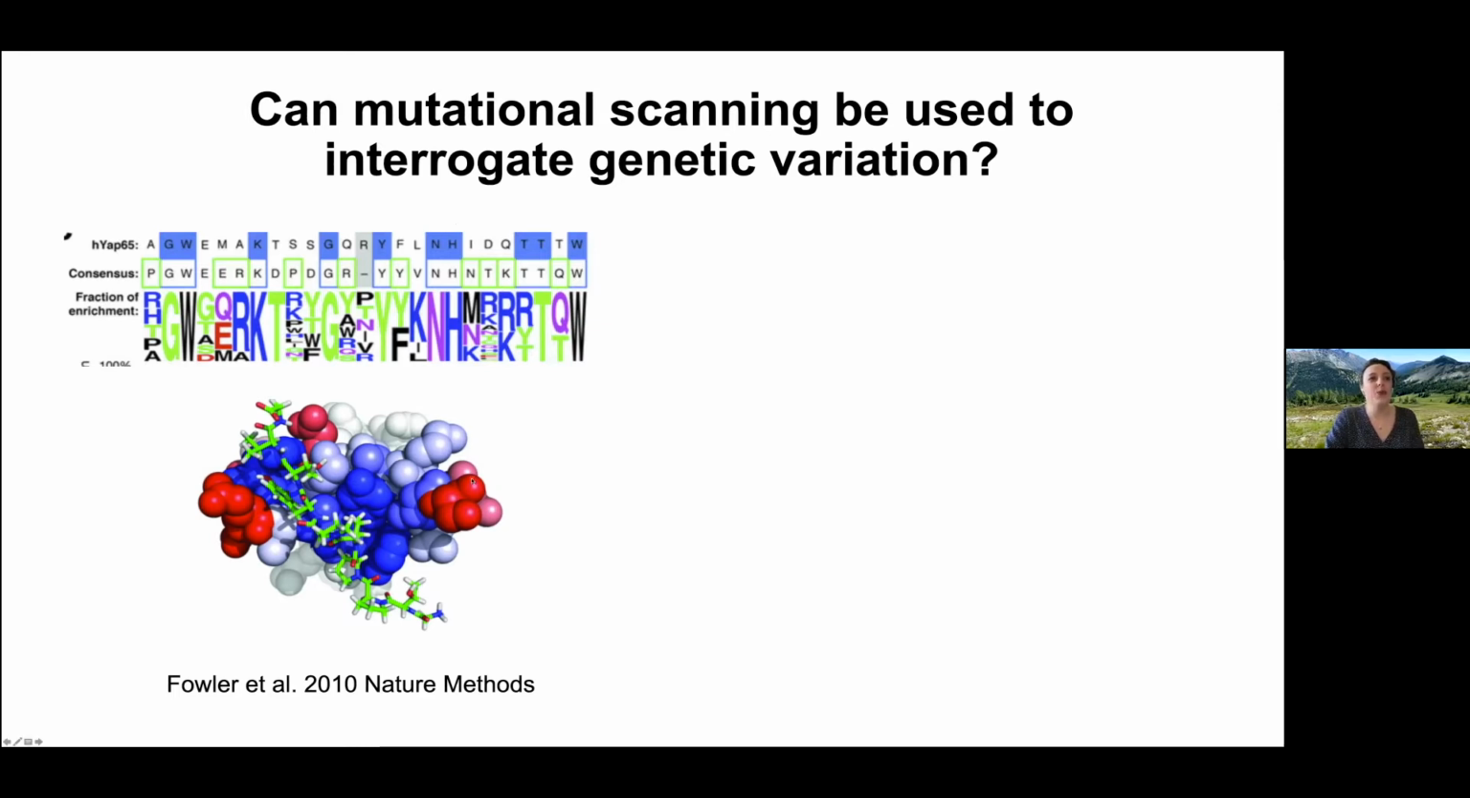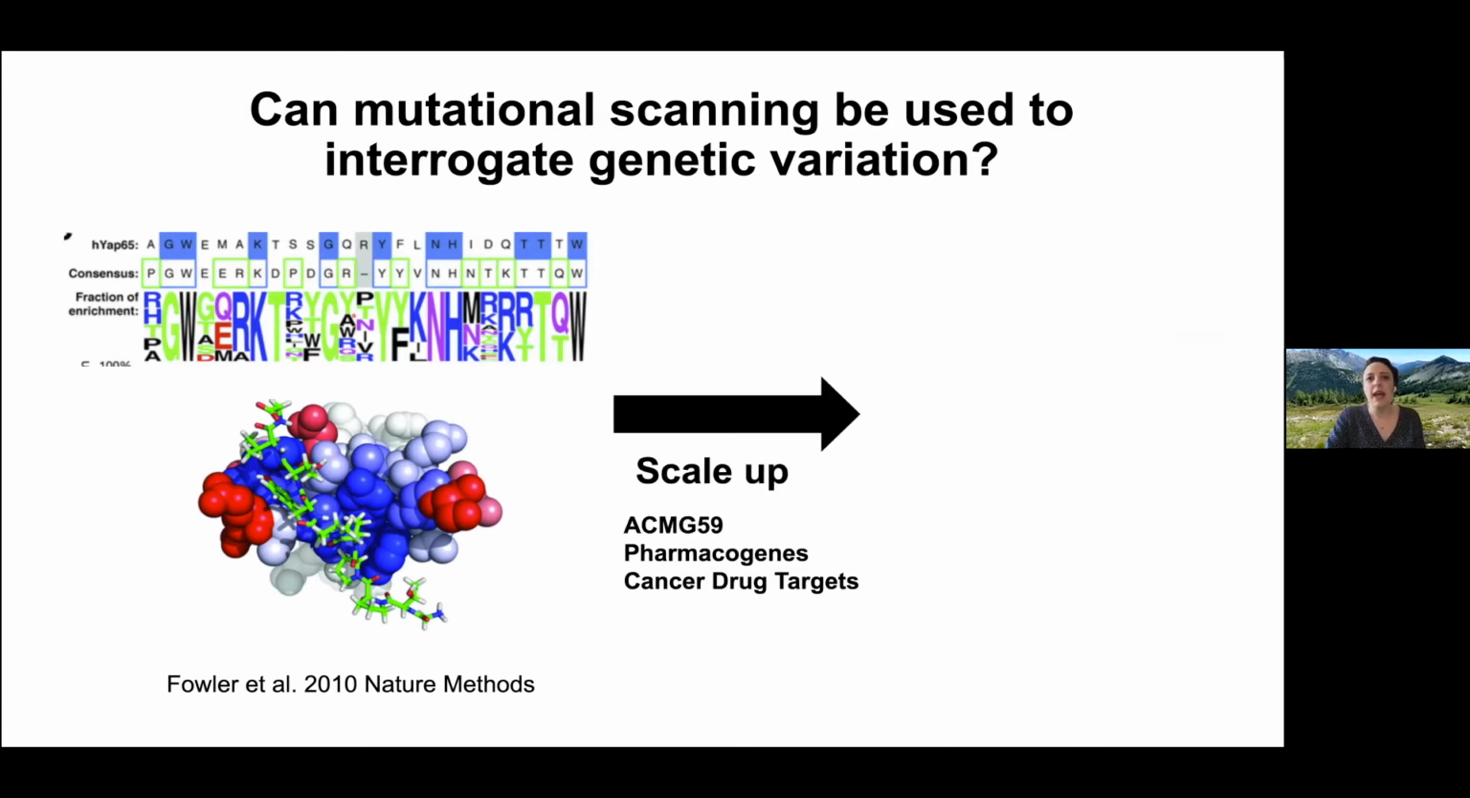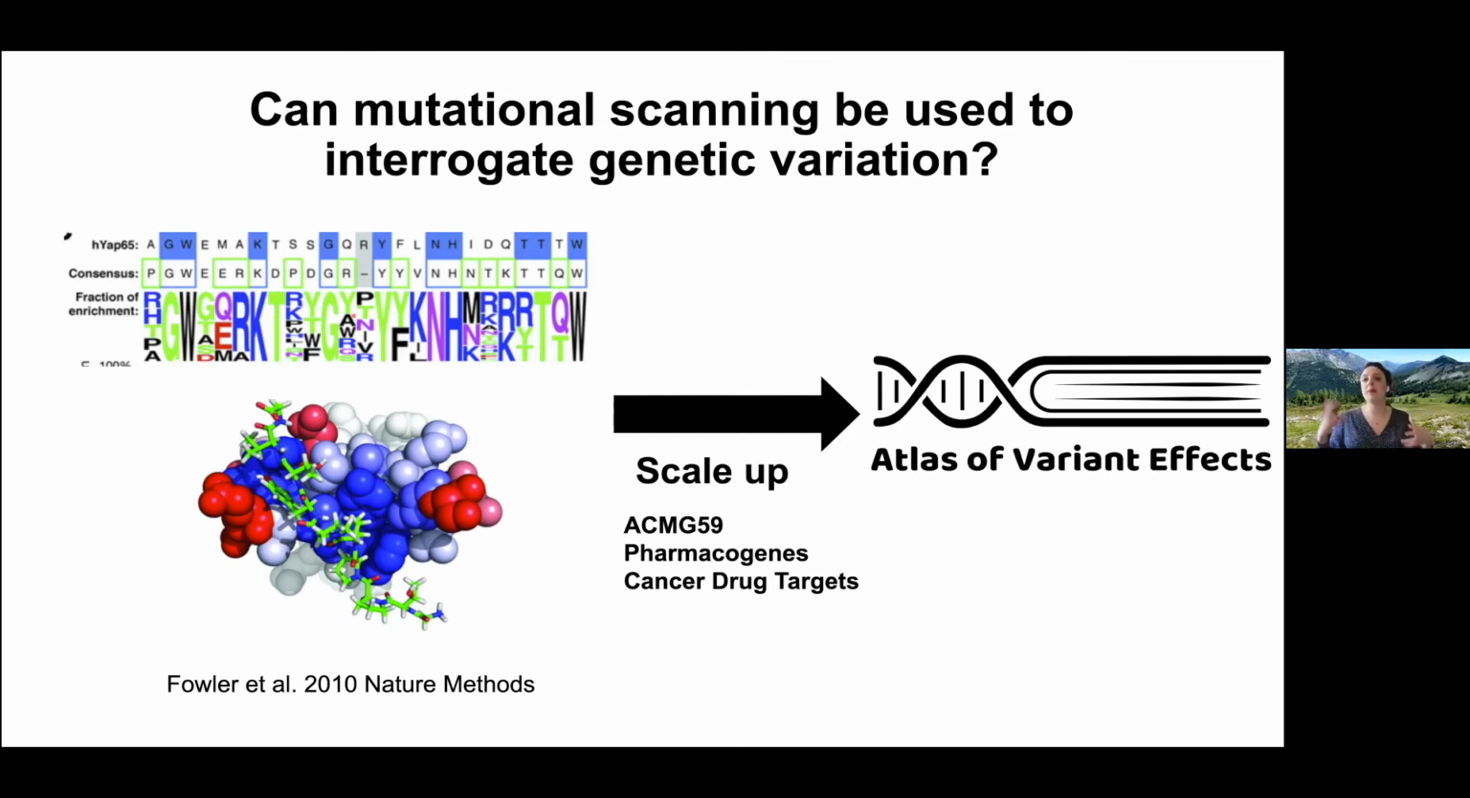And we could see that we could get really fine grained information on every single variant in this gene. And we figured, if we could scale this up and apply it to clinically actionable genes like the ACMG59 or pharmacogenes or cancer drug targets, we might be able to build an atlas of variant effects, right? And we could develop more accurate assay systems and access more diverse phenotypes.